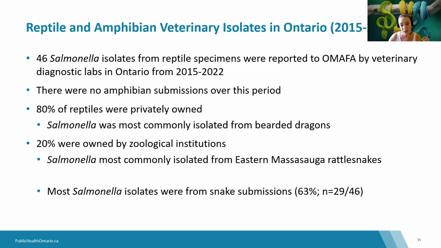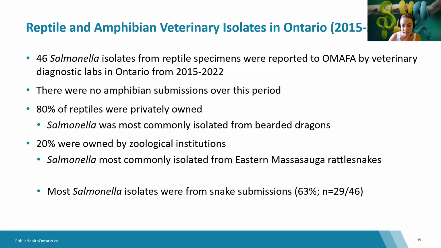80% of them were privately owned reptiles, salmonella being most commonly isolated from bearded dragons, again, reflecting their popularity as a pet, particularly in households with children. And about 20% of our isolates were represented by zoological institutions, most commonly coming from Eastern Massasauga rattlesnakes because there is a recovery program for them. A number of them undergo surgery, get implants. They're generally handled quite a bit, so it's not really surprising that when there's any illness, they were tested.